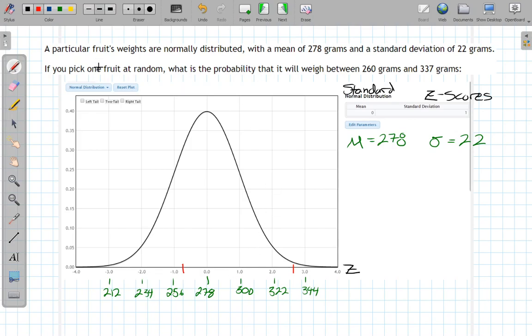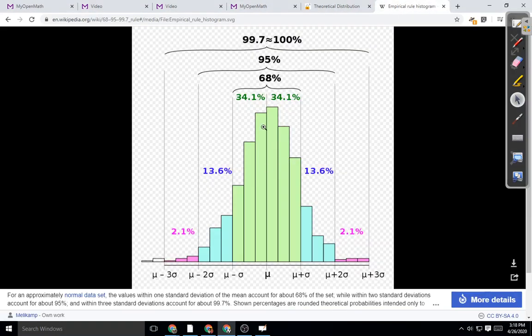We were asked if we were to randomly choose a piece of fruit, what's the chance it'll be between 260 and 337. So I made marks to go with that. So 260 is just greater than 1 standard deviation to the left. And if you think about the empirical rule, 1 standard deviation to the left should be around 34%. Now we weren't quite 1 standard deviation to the left, so maybe it's more like 30% we have in that little left side of that picture.